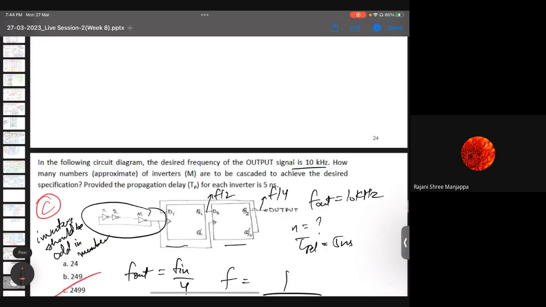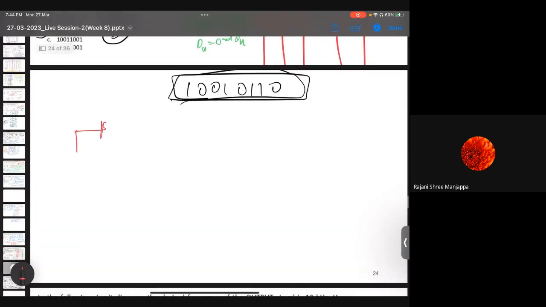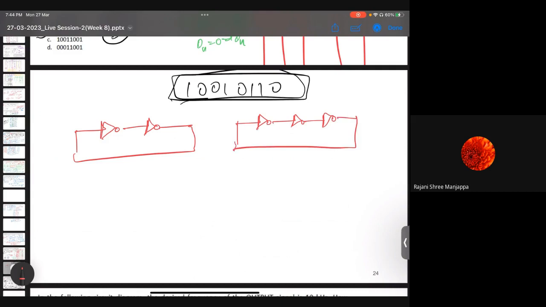I'll try to explain here. Let's suppose we have two inverters and we have three inverters. Suppose I've applied the input as 1 to both the cases. So here you can see the invert of this will be 1, sorry, 0, and then the invert of this will be 1, right?